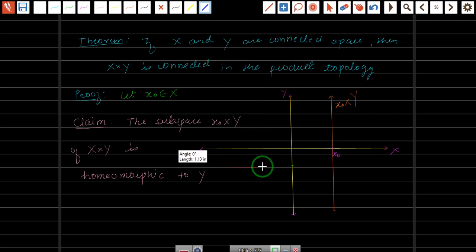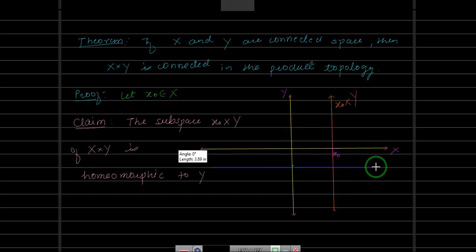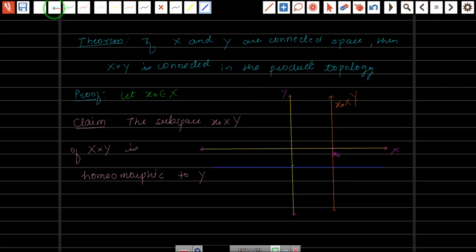So this line is also connected. Okay, now what we will do is we will take the union of this line and this line, and we will use the previous theorem. So let us take that union first.